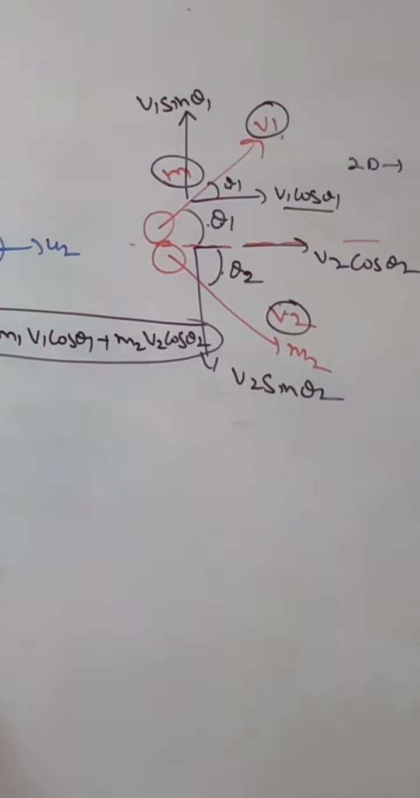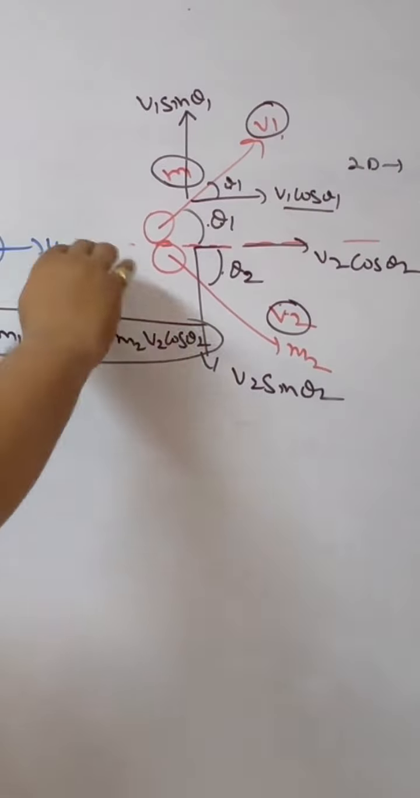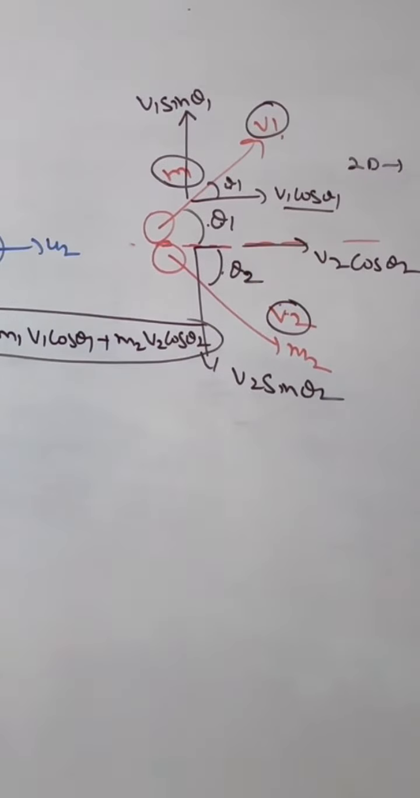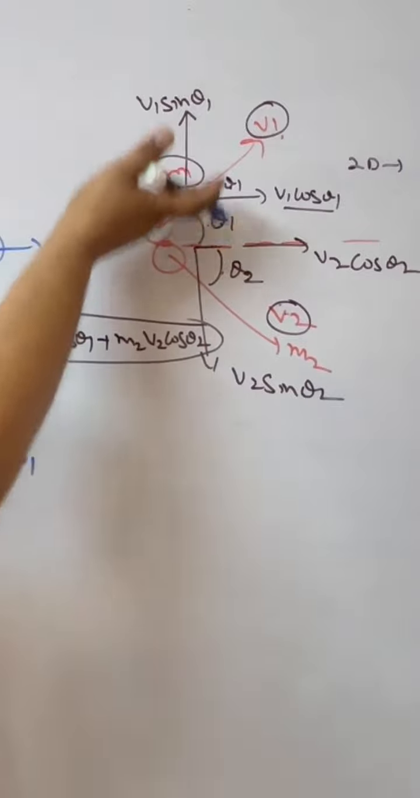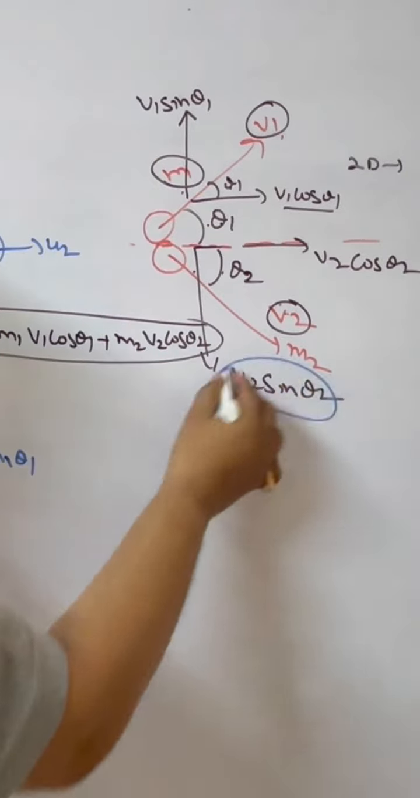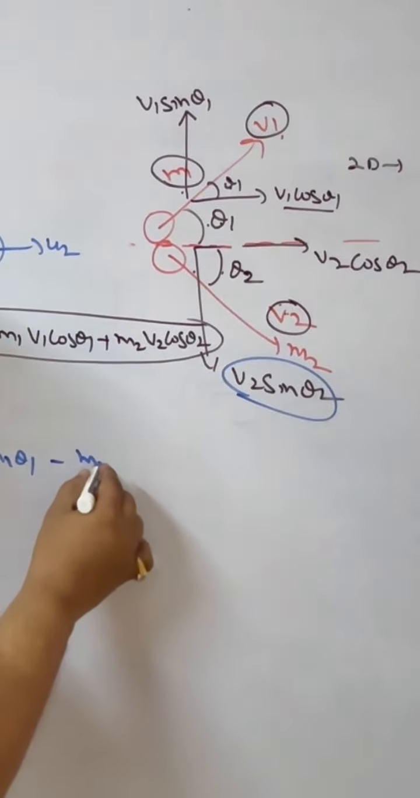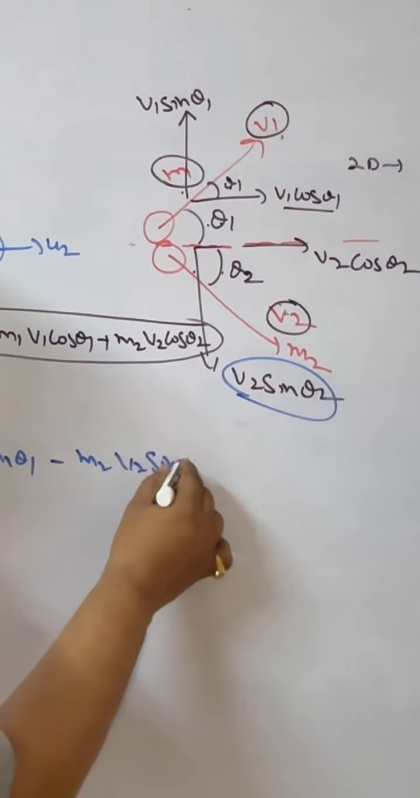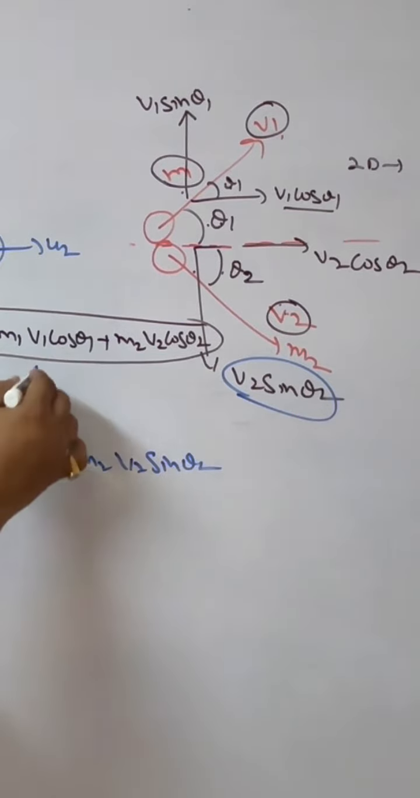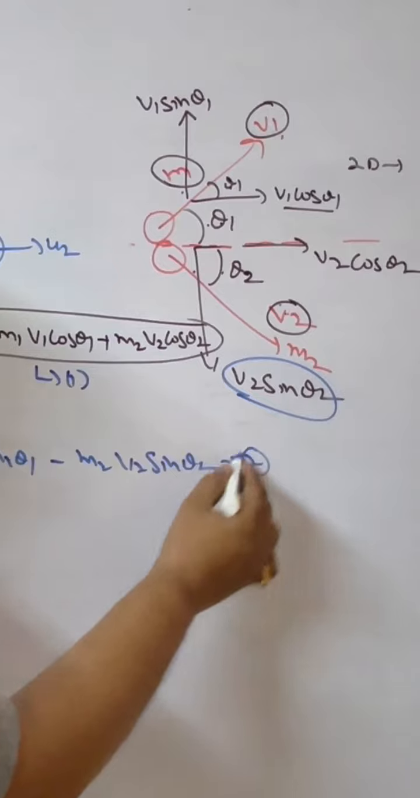Now, we will see along the y-axis. Before collision, both the objects are moving along the x-axis, so there is no momentum along the y-axis. Therefore, 0 is equal to m1 v1 sin theta 1 upwards, but here the second one is going downwards. Therefore, minus m2 v2 sin theta 2. Call it equation number 1, and this equation number 2.